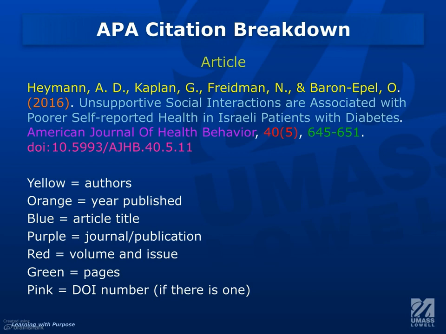Next are the green page numbers. And finally, the DOI number, if there is one. Not every article has one, and when they do, they get included. A DOI number is a unique identifying number, and if you were to Google that number, it would take you to the article itself.